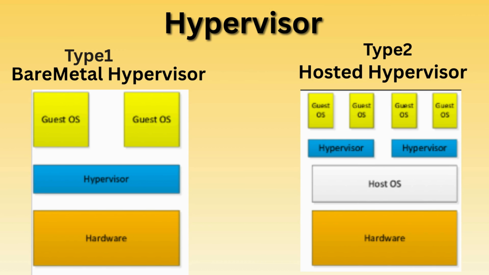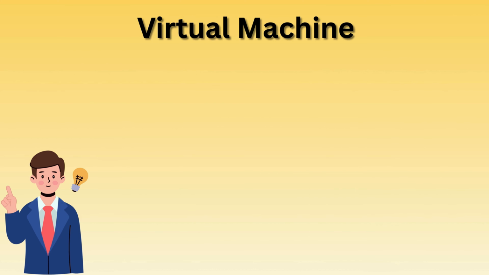For example, you can run VirtualBox on your laptop running Windows and then create a virtual machine inside it to run Ubuntu Linux. That Ubuntu system behaves just like a real computer, even though it's running inside your Windows machine. We will explore how to do this step by step, practically, in upcoming videos. So, what exactly is a virtual machine?